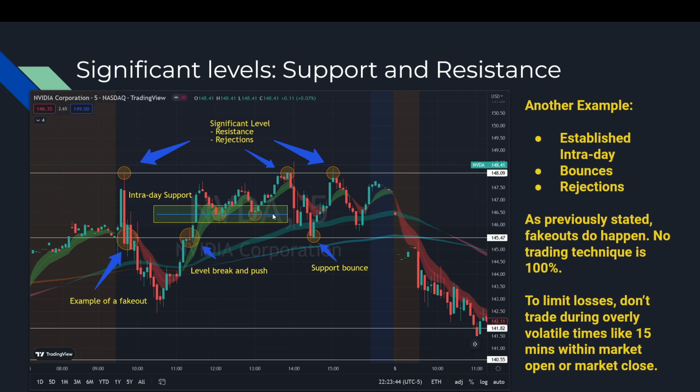And again, that's going over this right here. You can see that, as I previously stated, they kind of peter out as the day goes on. So you avoid that by getting in on those significant levels, those intraday levels earlier, and then avoid them at the end of the day.